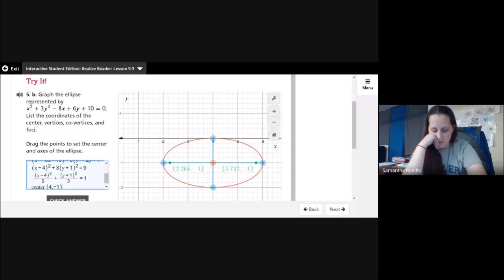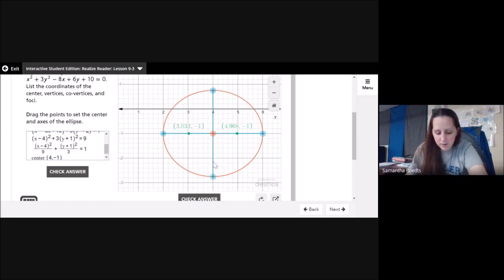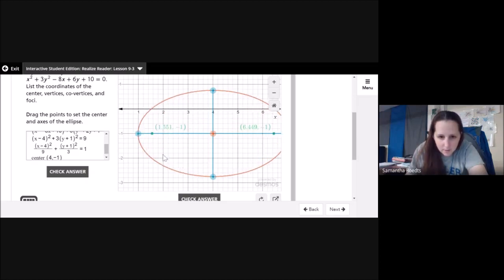Okay, square root of 3. So that's going to be 4 and negative 2, 7, roughly. Okay, and then 1, negative 1, right there. Okay, so that means my major vertices are at 1, negative 1, and 7, negative 1.